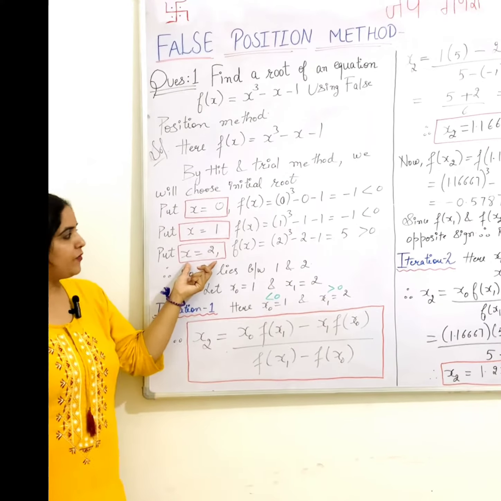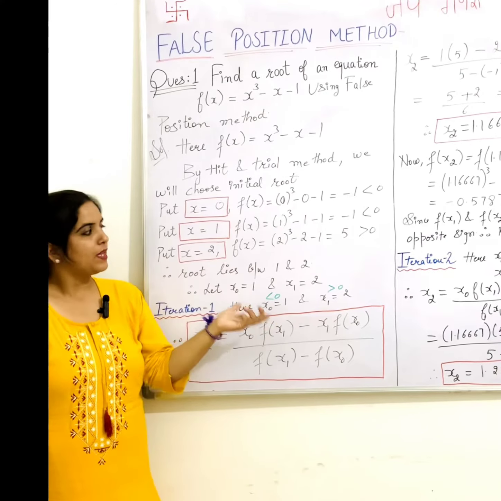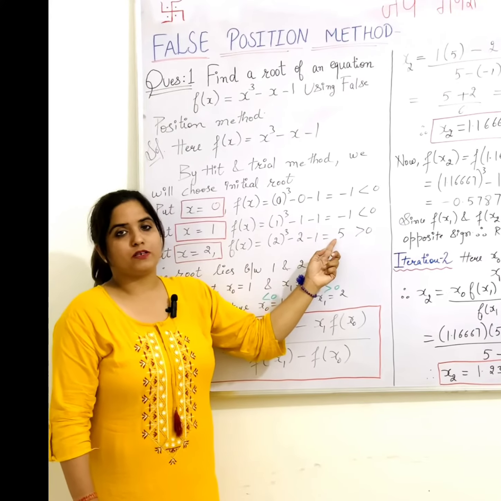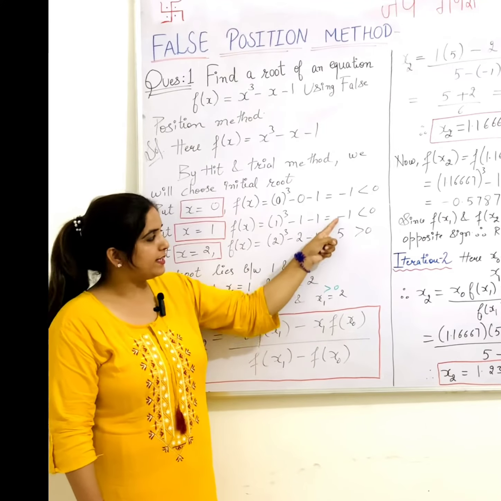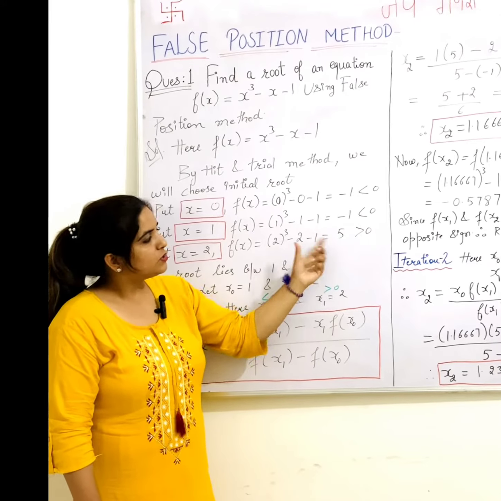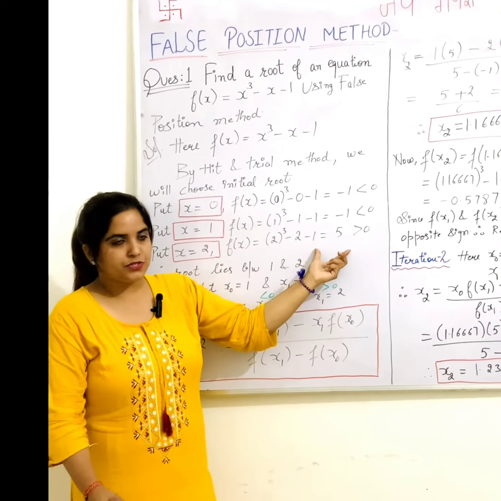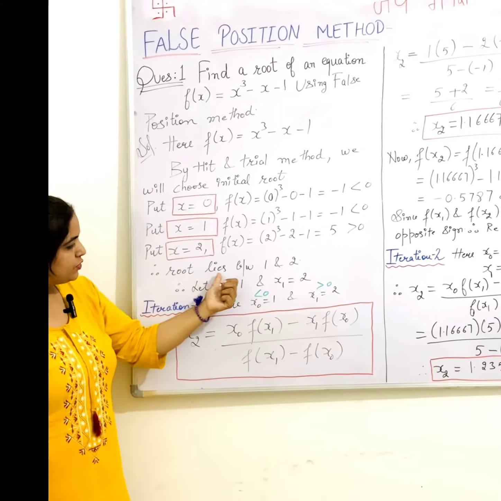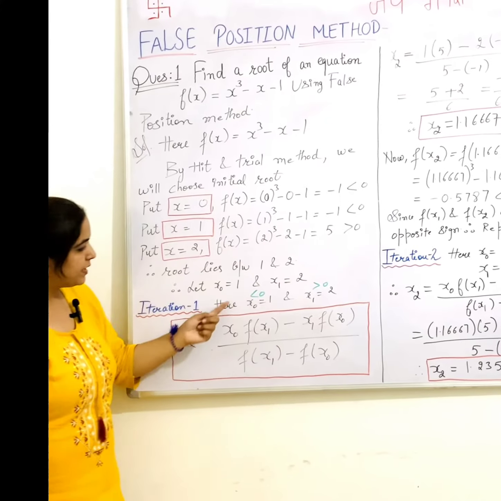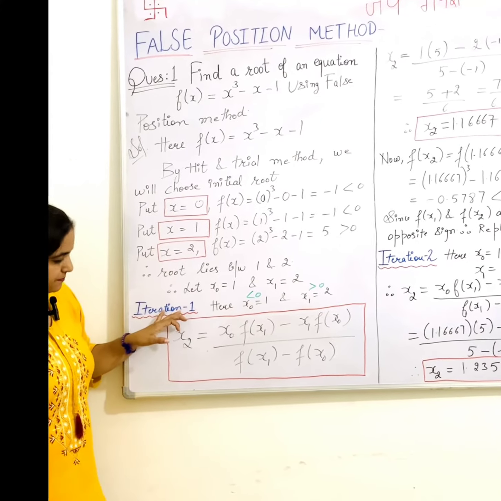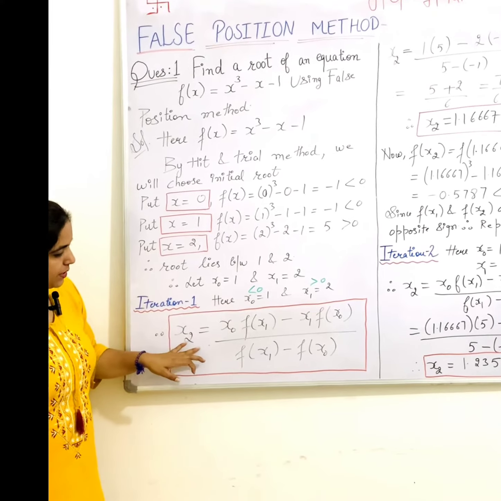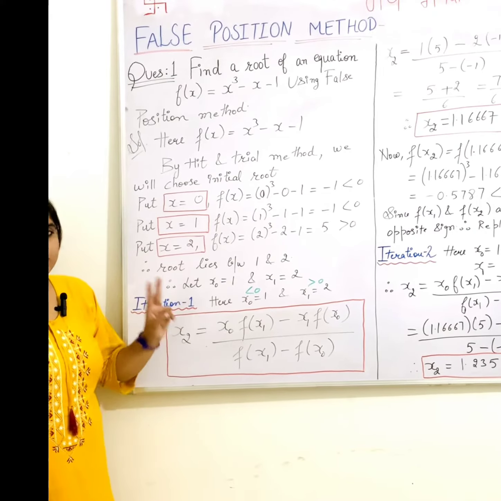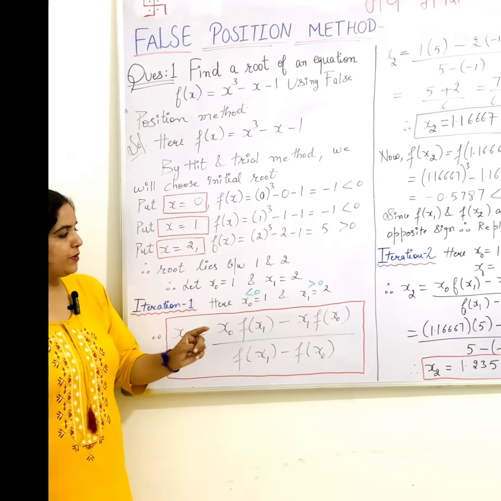We can see that we have not put x equals 3. We can go on putting the values if the sign is not changing. Here the sign is changing. One is negative, another is positive. So we will stop here, not for the entire solution, but only for the hit and try method. So we have chosen 1 and 2 for the initial roots, because to substitute the values in the formula of false position method, we need 2 initial roots.